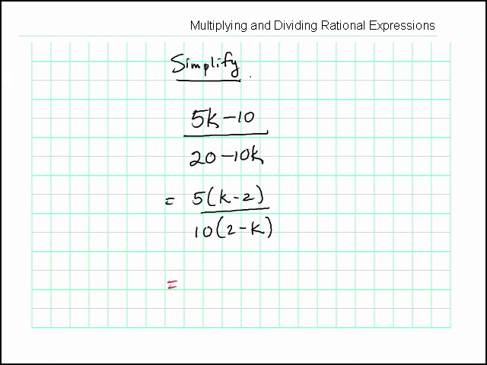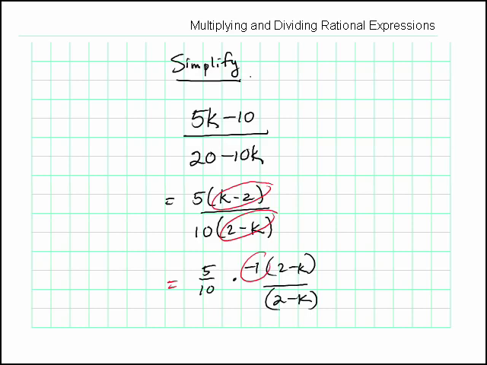Now notice that this and this I can reduce if I factor a negative 1 out of the top, just like I was doing in the last problem. And so I'm going to split this up. That's 5 over 10 there. This is a negative 1 times a 2 minus k over a 2 minus k. I factored negative 1 out of the numerator. These will reduce now, and I'm left with 5 over 10, that's 1/2, times a negative 1. My answer is negative 1/2, and it's reduced.